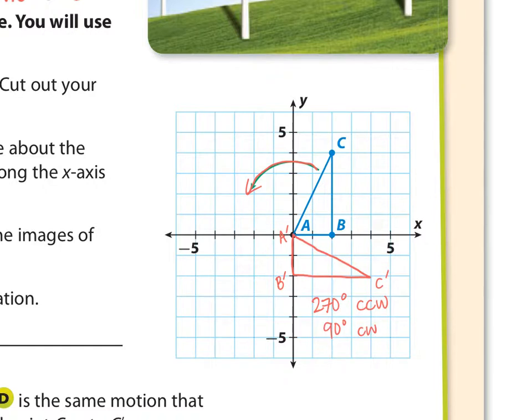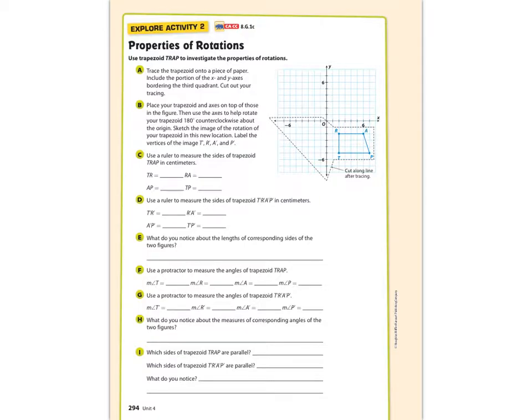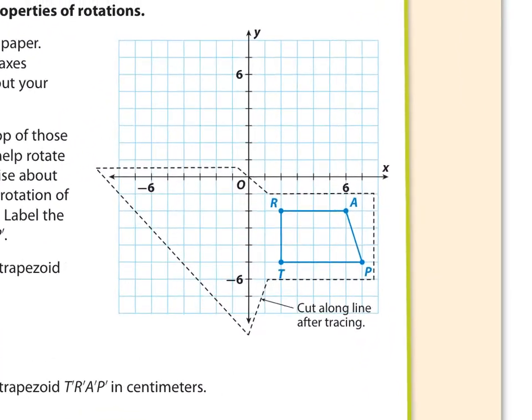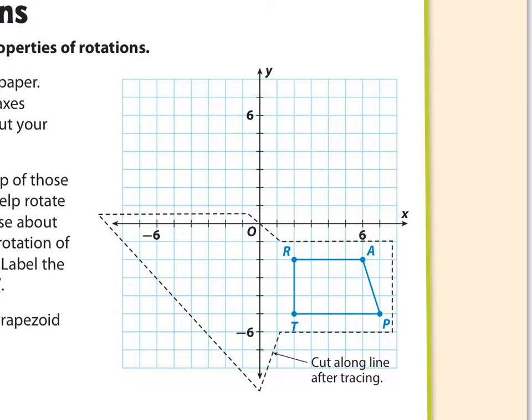Okay. I'm going to show you another visualization of it happening on the next page. I'm not going to do the Explorer, but I do want to show you the visual again. Okay, on this next page, so let's take a look at what this trapezoid looks like. I'm going to, again, trace it as best I can. Then let's go ahead and rotate it.